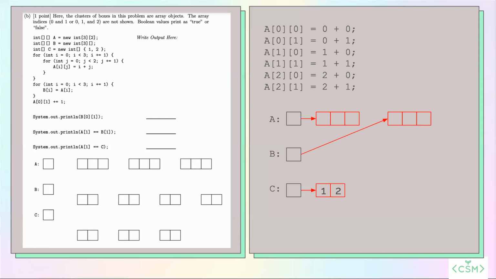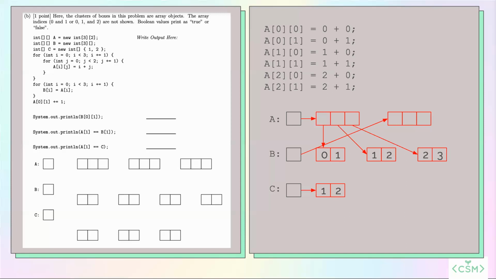To draw this out pictorially, A at 0 is another array with 2 spaces in it, and it will have 0 and 1. A at 1 will have an array containing values 1 and 2, and A at 2 will contain values 2 and 3.